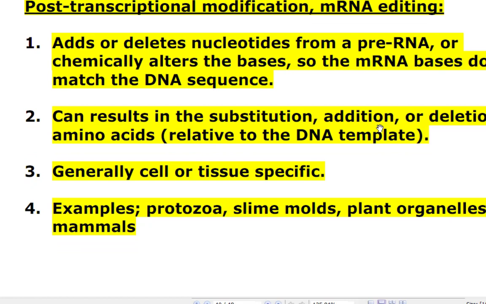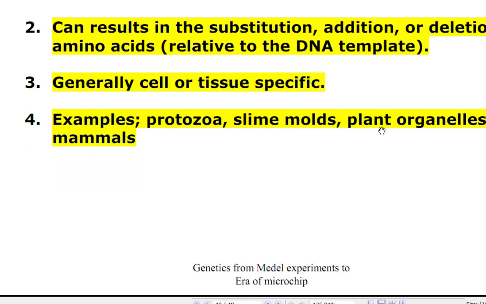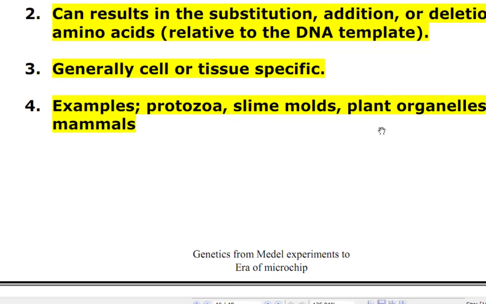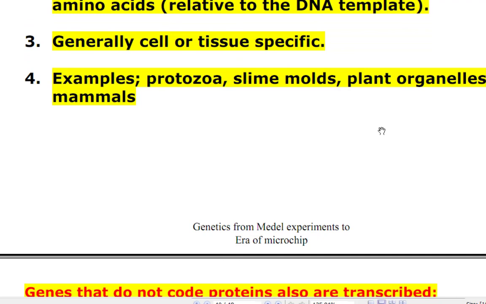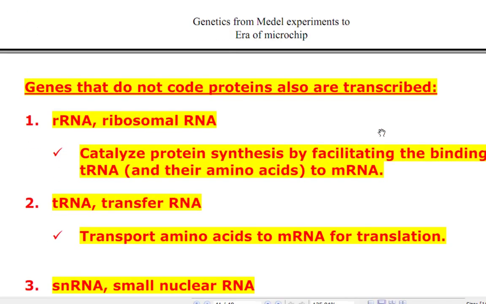Post-transcription modification of messenger RNA: editing adds or deletes nucleotides from pre-RNA or chemically alters bases, so messenger RNA bases don't match the DNA sequence, and can result in substitution, addition, or deletion of amino acids relative to the DNA template, generally cell or tissue specific. Examples: protozoa, slime molds, plants, organelles, mammals.